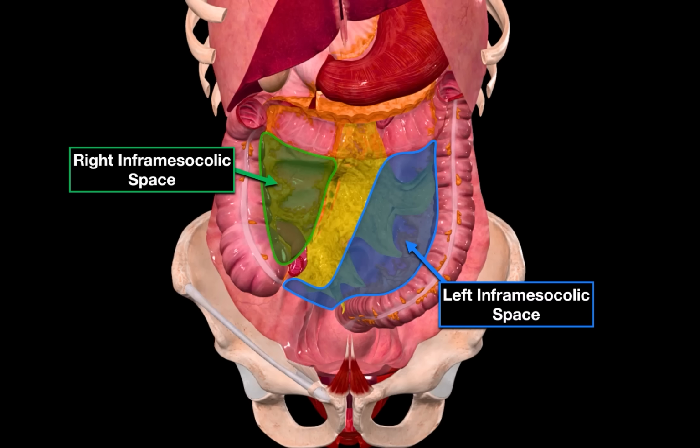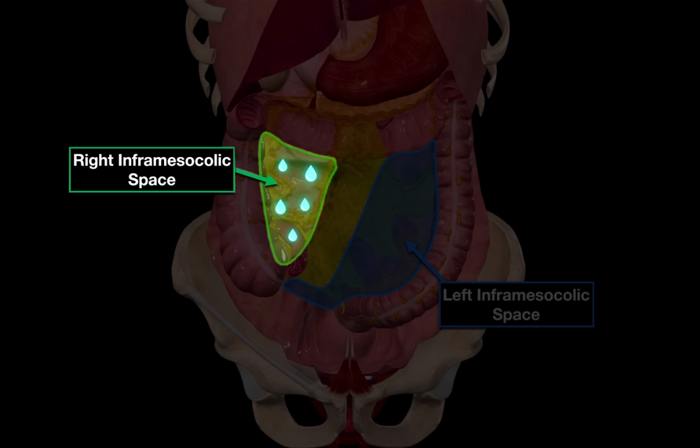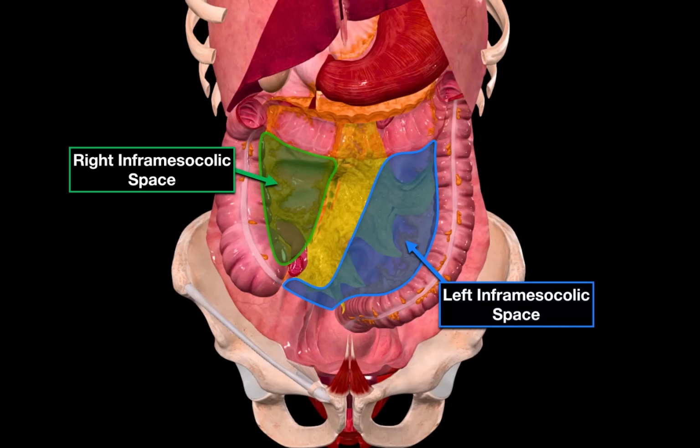It is partially boxed in because the mesentery attaches to the cecum, so fluid here does not easily drain into the pelvis. The left inframesocolic space is larger and it opens directly into the pelvis, so fluid on the left side has a free pathway down to the pelvic spaces.